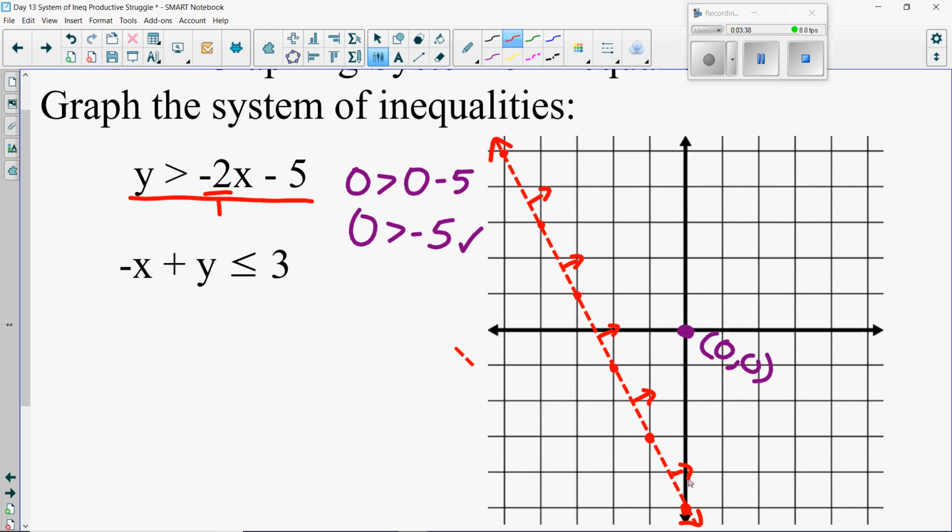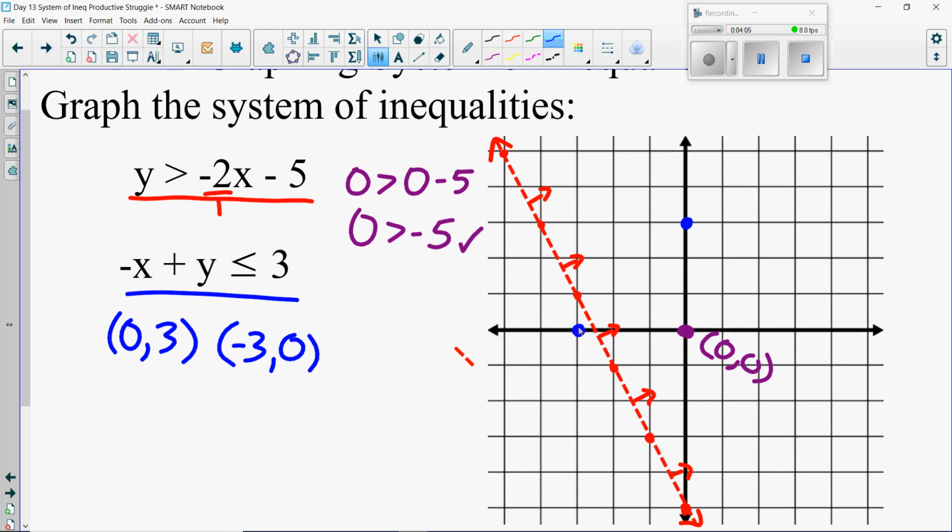Okay. And we're going to graph that other one. So I'll draw this one in blue. Well, this is in standard form, so we'll use that cover-up method. So we cover up x. So the y-intercept would be 3. If we cover up y, our x-intercept would be -3. So y-intercept 3, x-intercept -3.